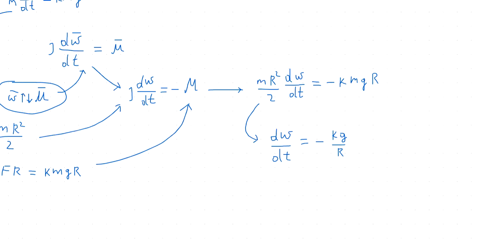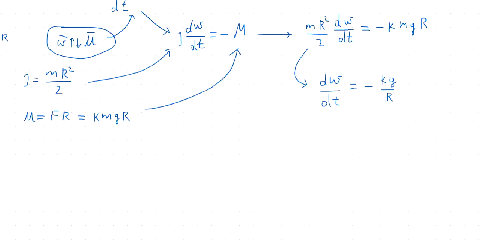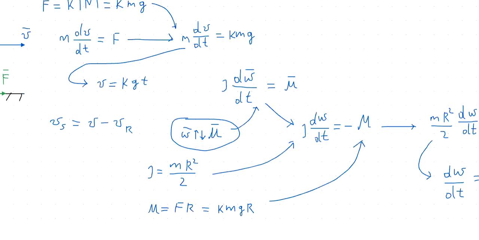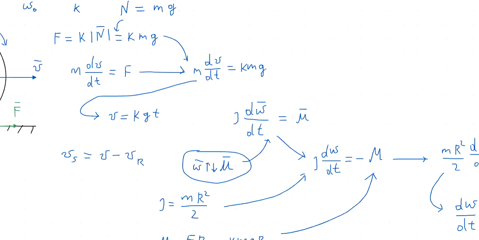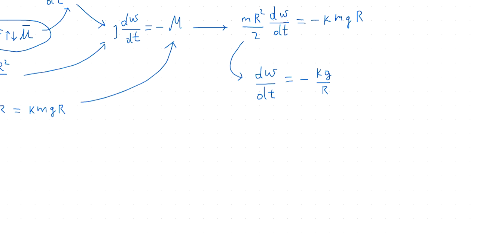How can we find omega from this equation? Okay, we can separate variables. The situation is very similar to what we had in the previous case. So I think we can do this, if you want to, of course.